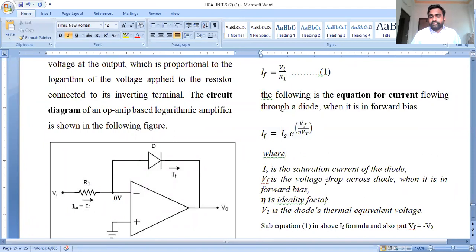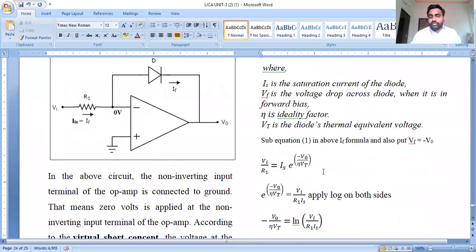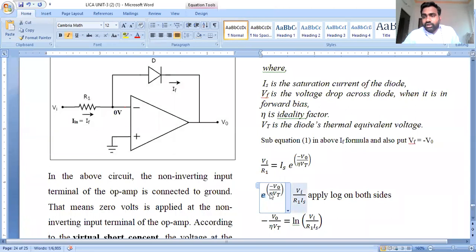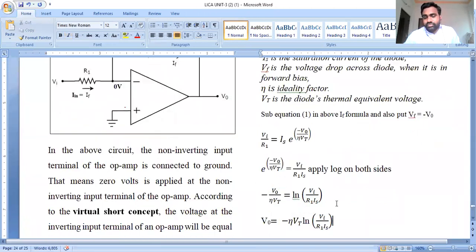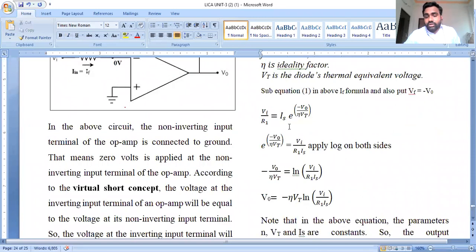Vi divided by R1 is equal to saturation current times exponential of minus V0 divided by eta times Vt. If we equalize both of them, with the exponential on one side, we get Vi divided by R1 times Is. In order to eliminate this exponential, we apply the logarithm on both sides. After applying log on both sides, what is the expression?